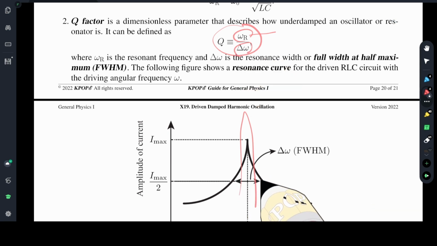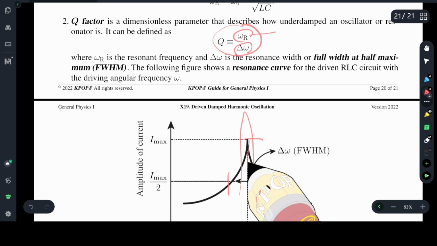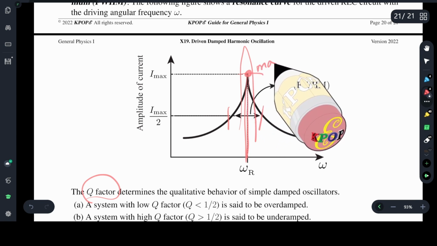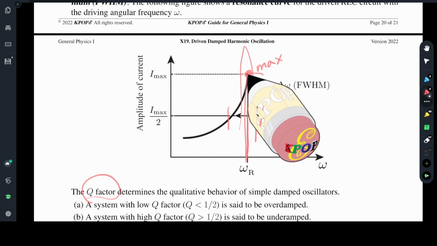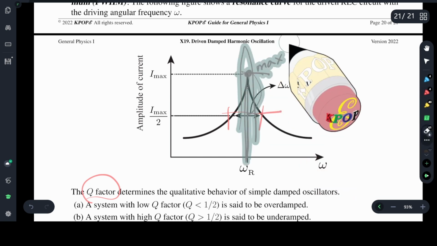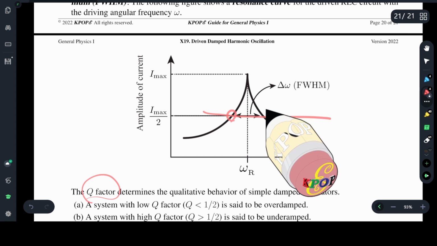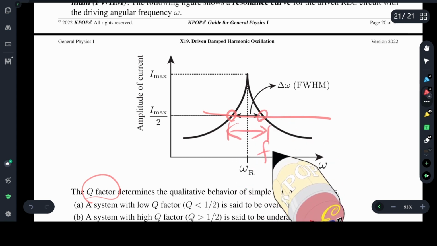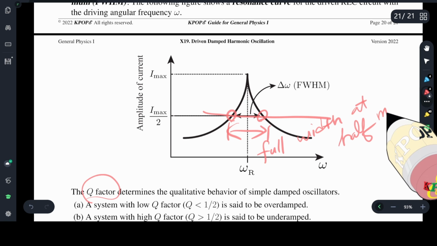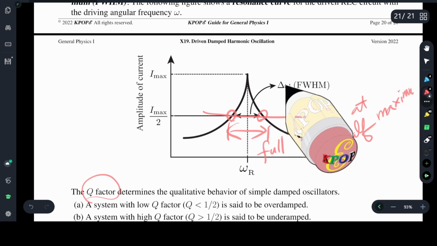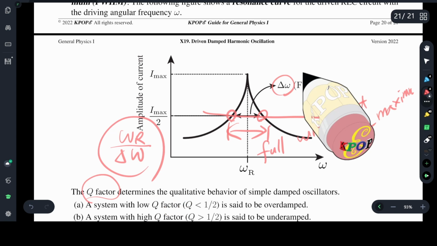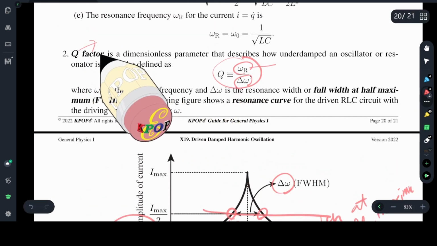And what is the width? This is the peak, so you find the maximum value of the amplitude. And why don't we cut it in half? This is the maximum and this is the half maximum. You draw a horizontal line at half maximum, and you will meet two places. This is the full width at half maximum. That is called delta omega. And omega r divided by delta omega is called the Q factor. It is the abbreviation for quality factor.